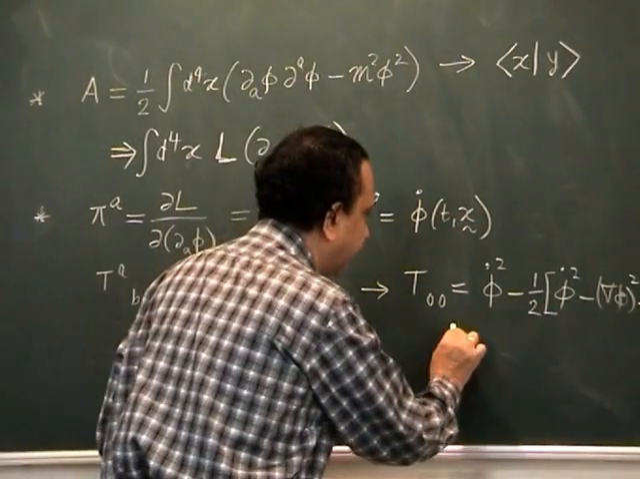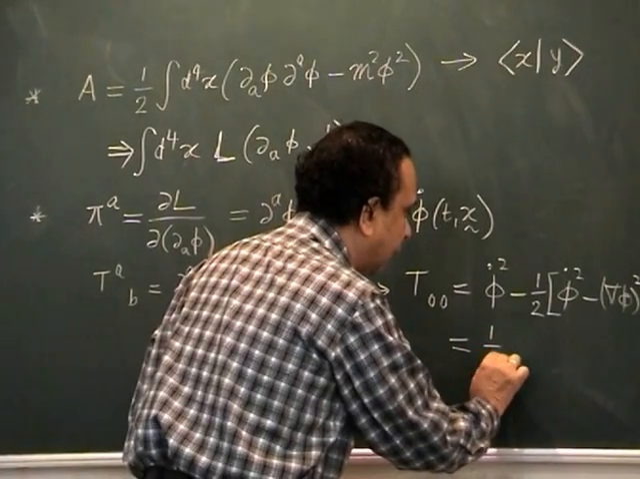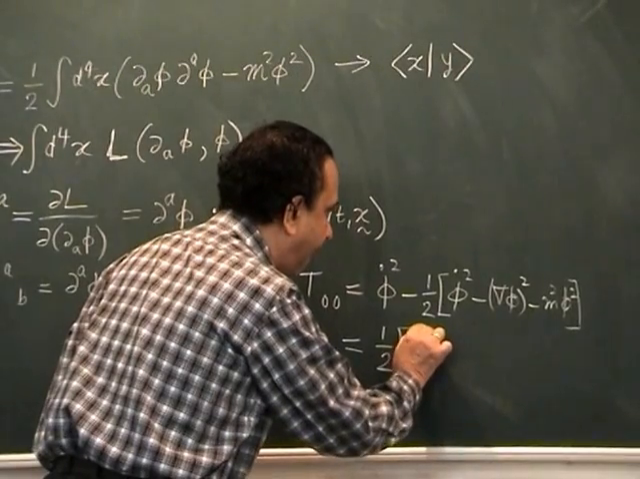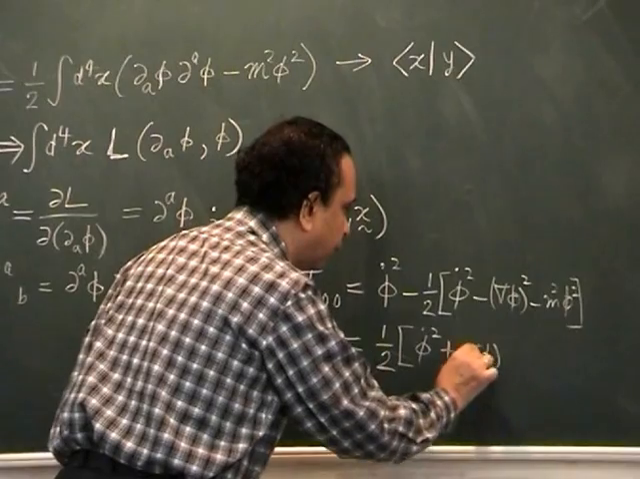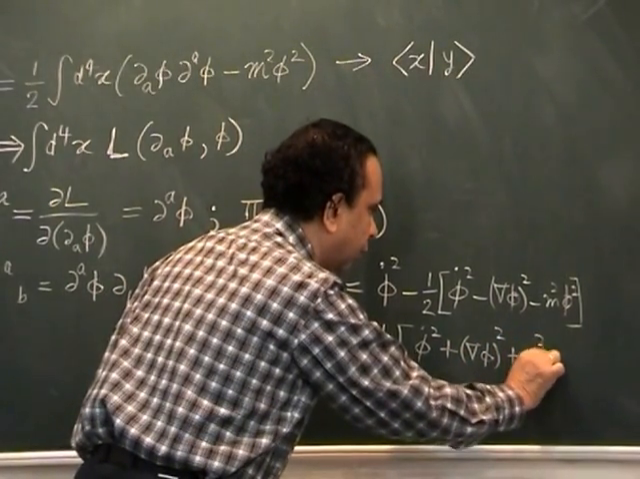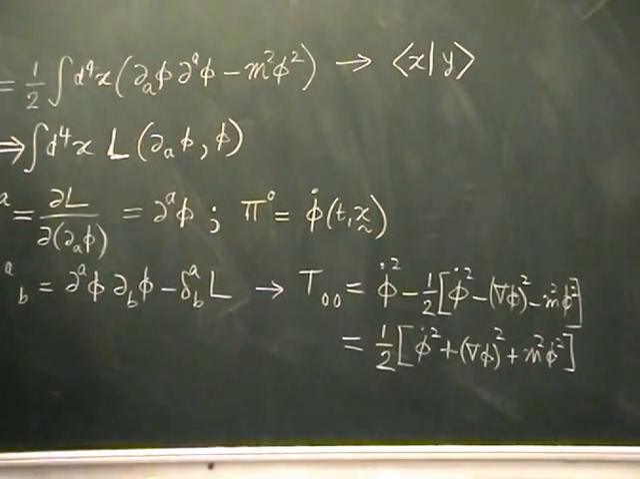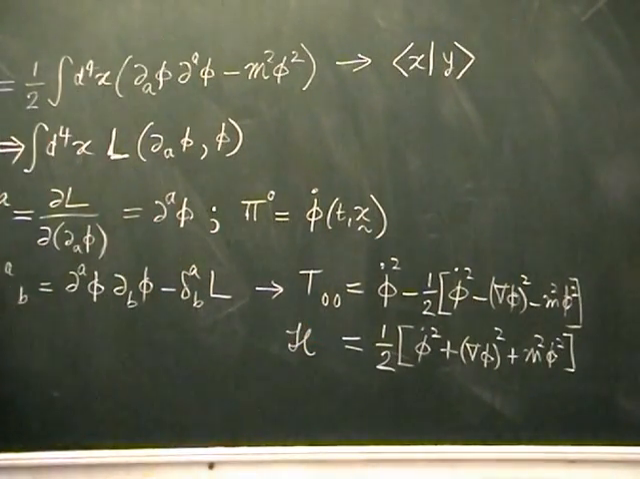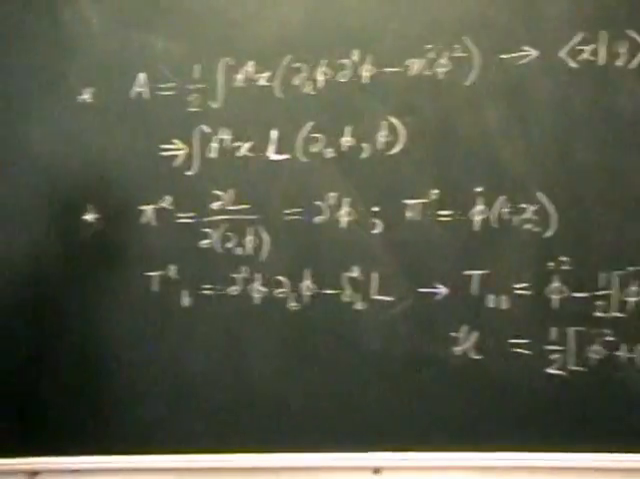So when you work this out, this half nicely cancels with this term and you get a half phi dot square plus del phi the whole square plus m square phi square. This is the quantity which one would have called the Hamiltonian density, and the integral of that over all space would have been the Hamiltonian for the system. Okay. Now there are a few things which you can look at.